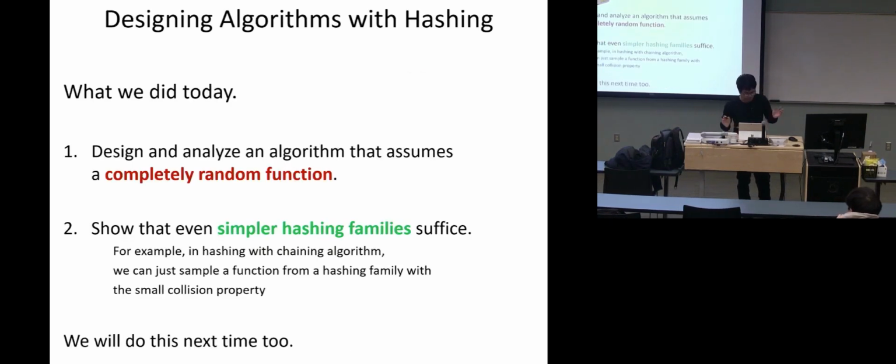And that's usually how we design hashing algorithms. We start with the scheme, analyze the algorithm assuming that you have a completely random function for simplicity, and then show that an even simpler hashing family suffices. In this case, we show that in hashing with chaining, we can just sample a function from a family that has only this property, and we are done.